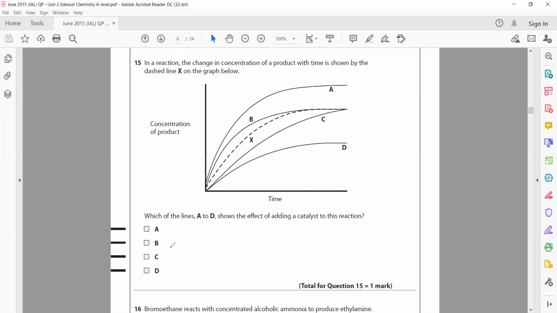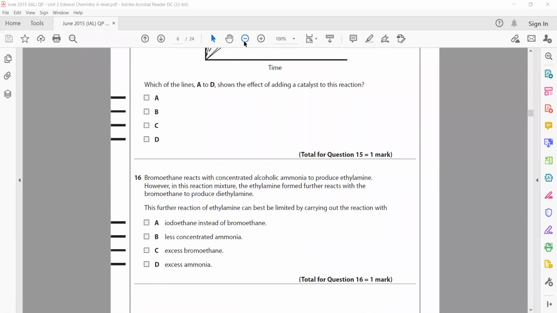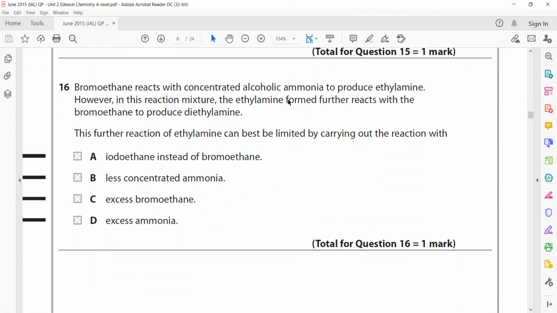Adding a catalyst will increase the rate of the reaction, but the final product will be the same. So B is the right answer. D is wrong because the final product has changed. C is wrong because the rate of the reaction is decreased, but a catalyst increases the rate. And A is wrong because it alters the amount of product as well. A catalyst only affects the rate of the reaction.